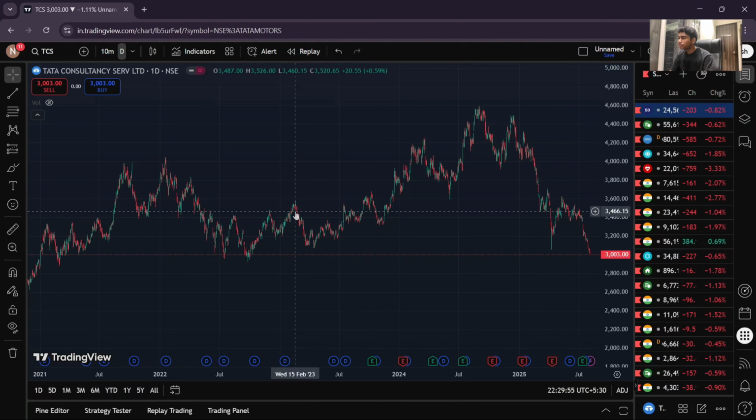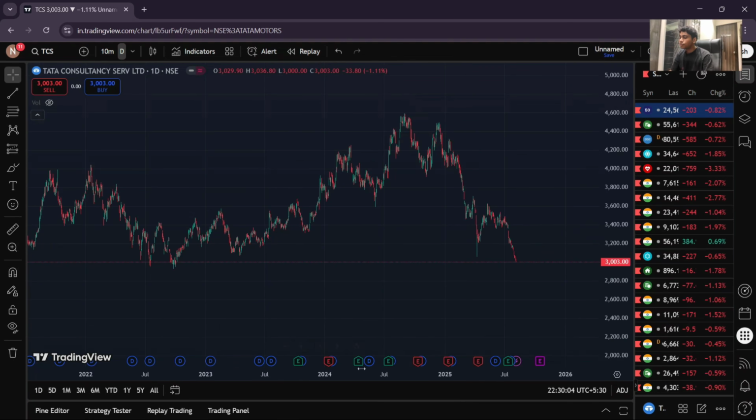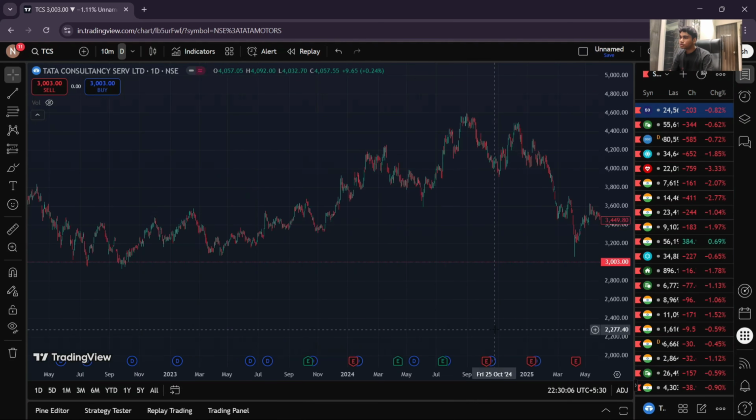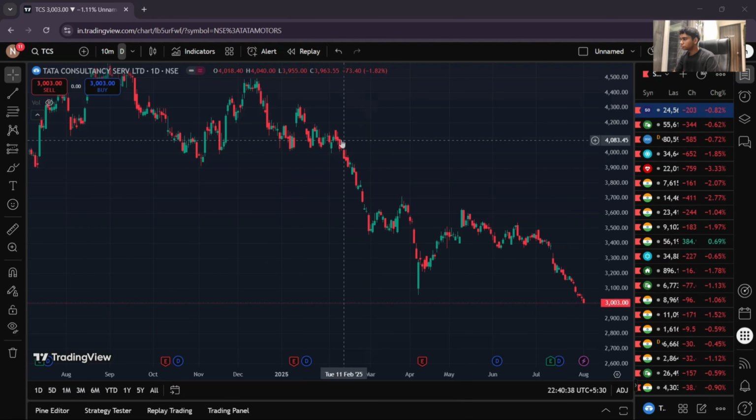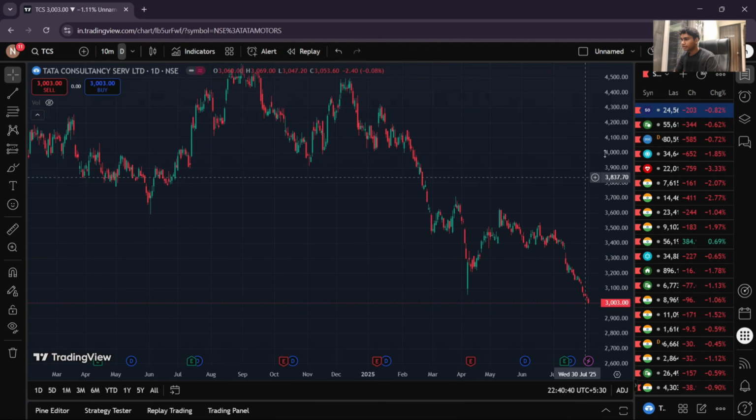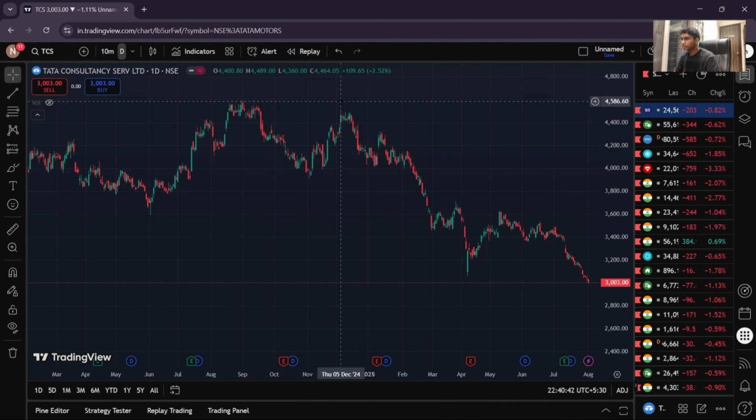Okay, what was the opening? Over here you can check any day. Opening was 3487, close was 3520. Means the price it opened, the price it closed, how much high it made, how much low it made. So this is how you can read the prices in a particular stock.